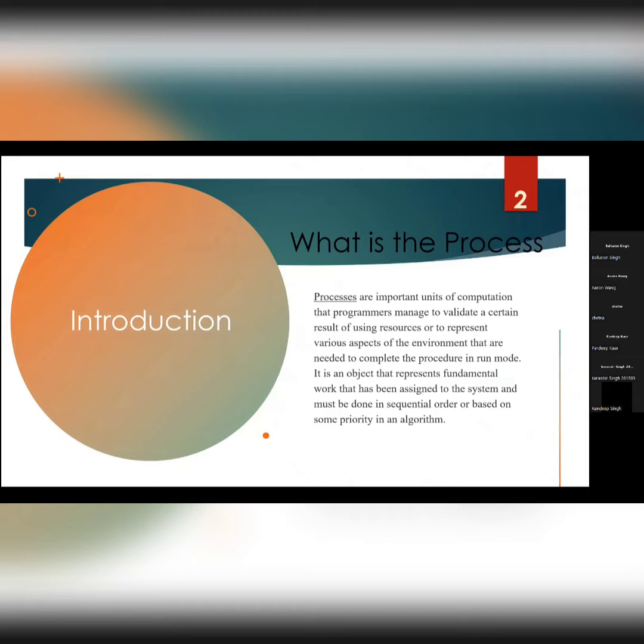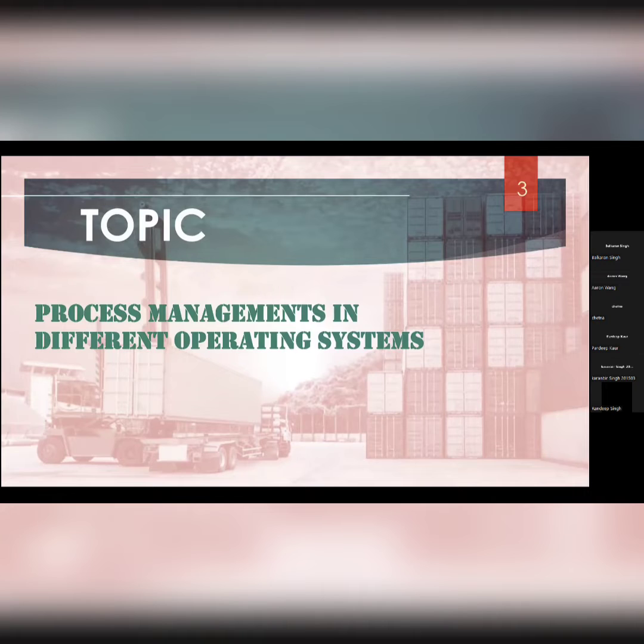So firstly, let's describe what a process is. A process is an instance of a computer program that is being executed by one or more threads. They are an important unit of computation that programmers manage to validate a certain result of using resources, or to represent various aspects of the environment that are needed to complete the procedure in run mode.